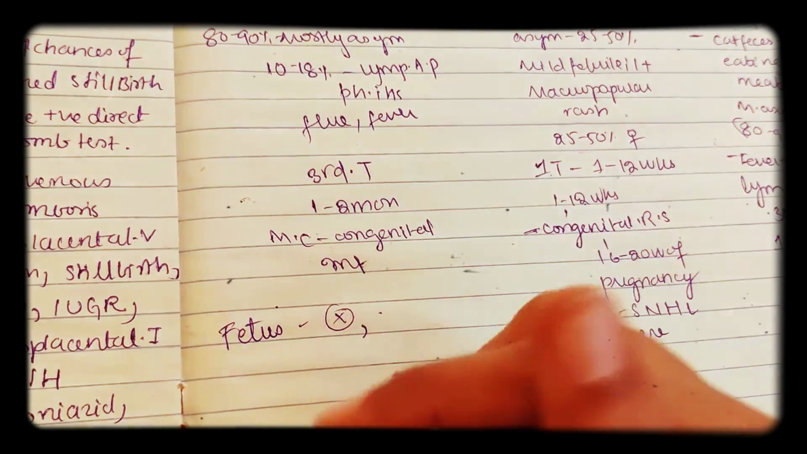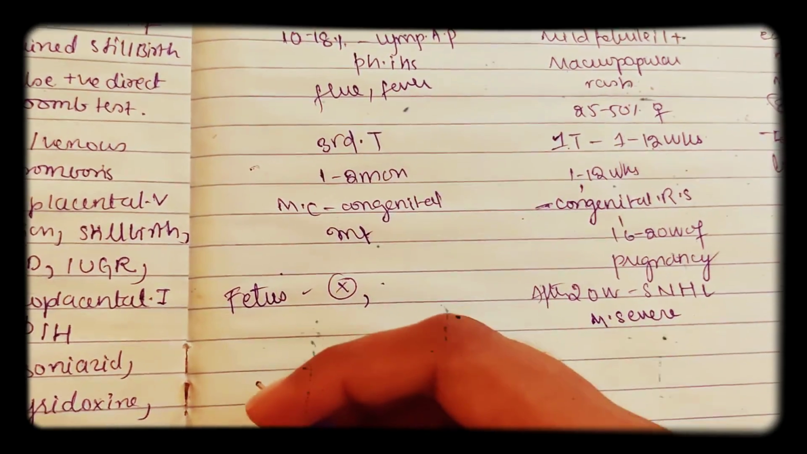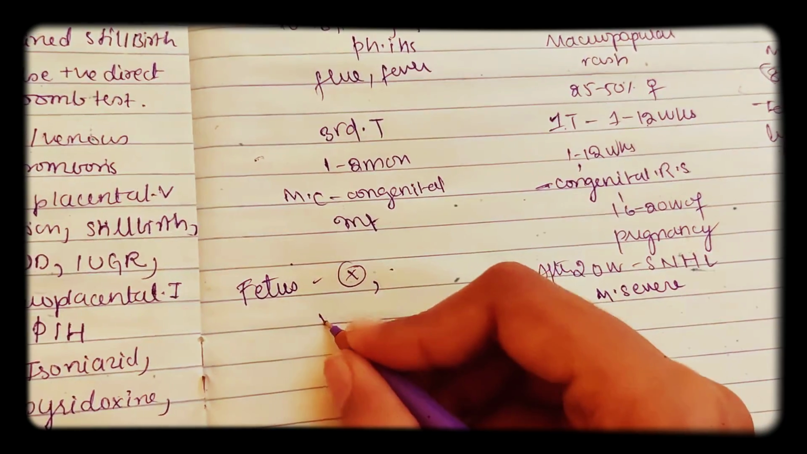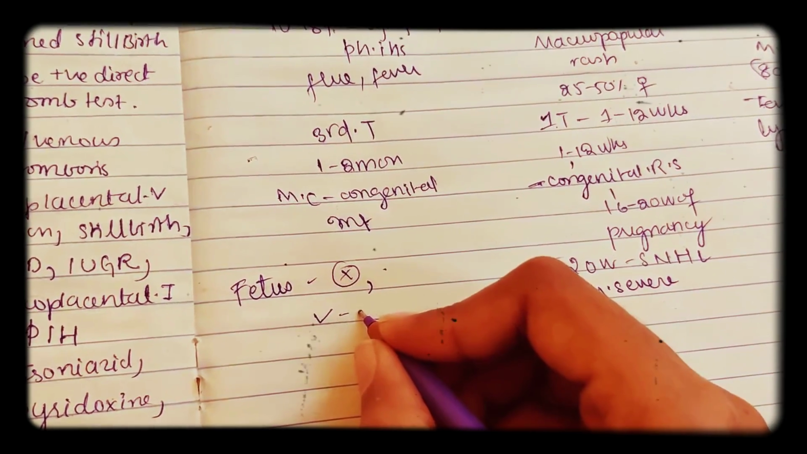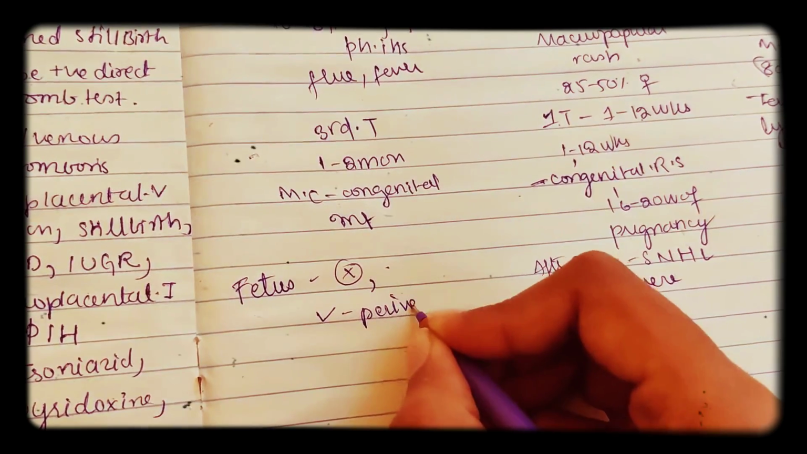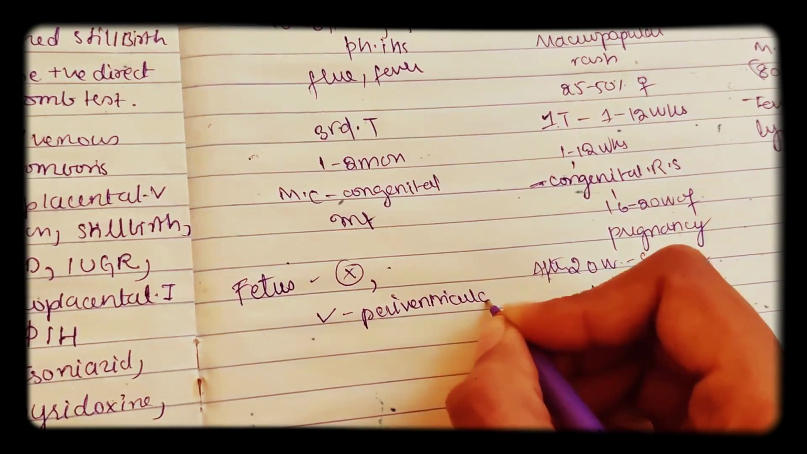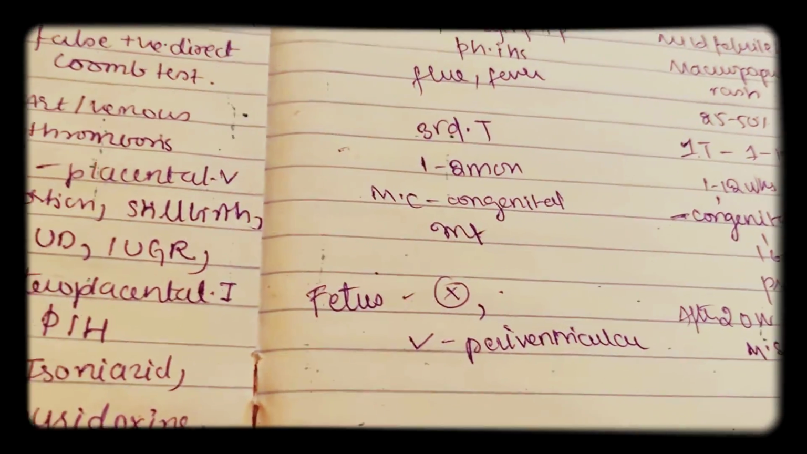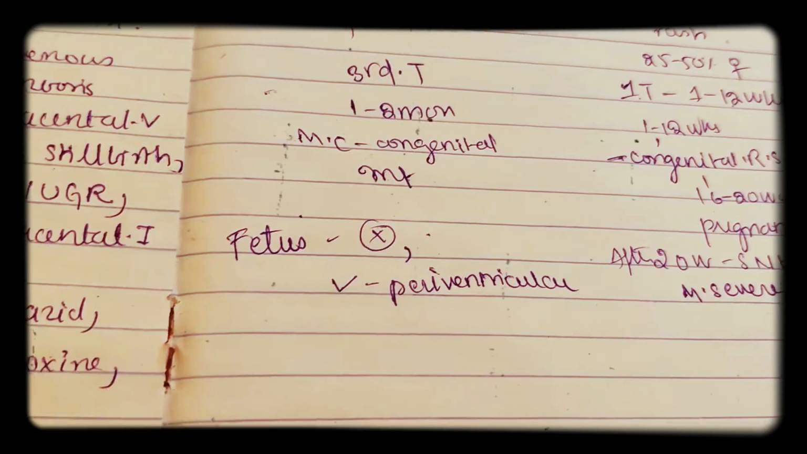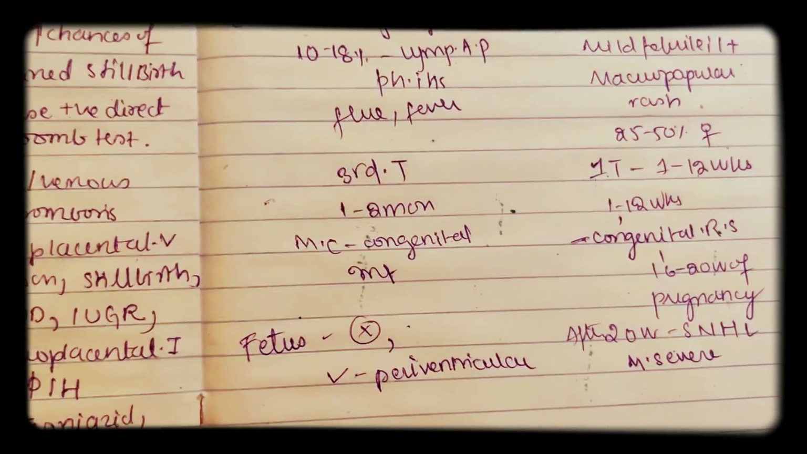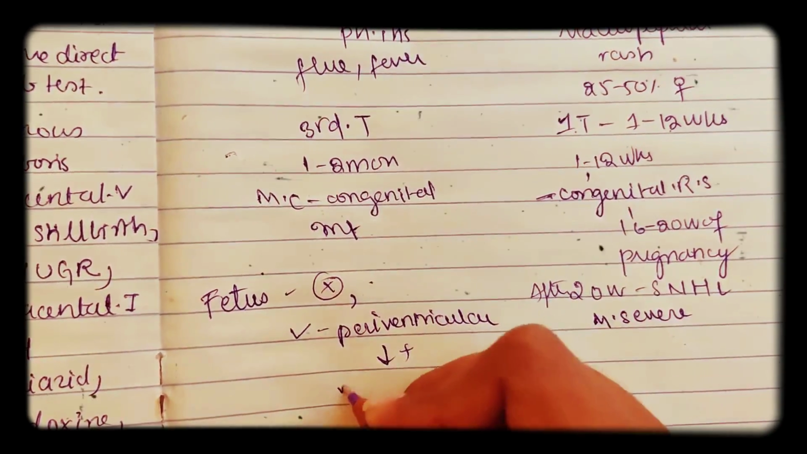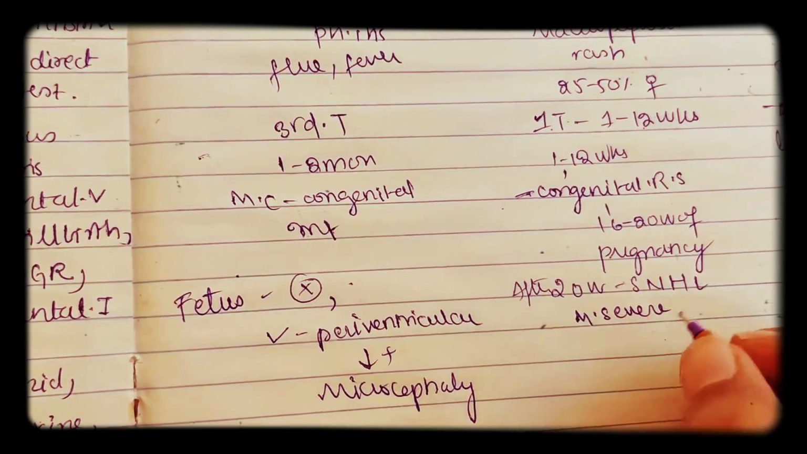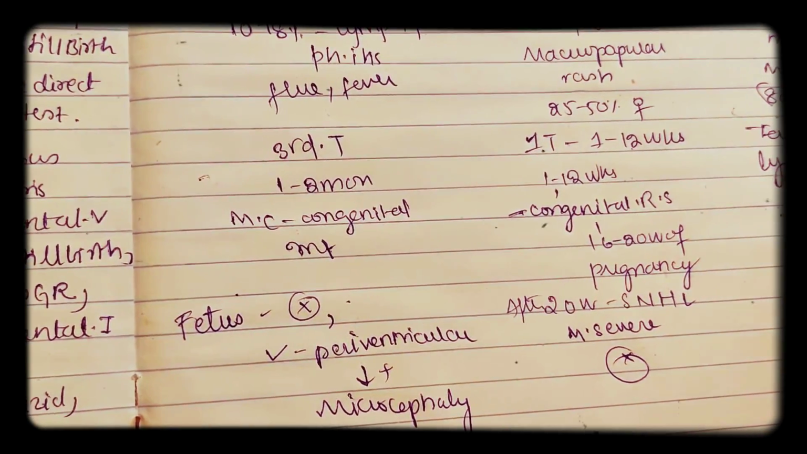Now coming to intracranial calcification. In the case of cytomegalovirus there is intracranial calcification around the periventricular space, and that is also accompanied by microcephaly. Next, coming to rubella, there is nothing like that.